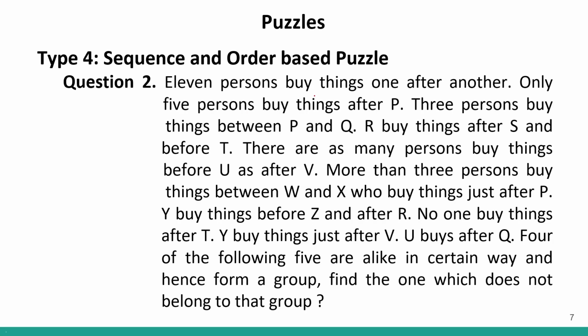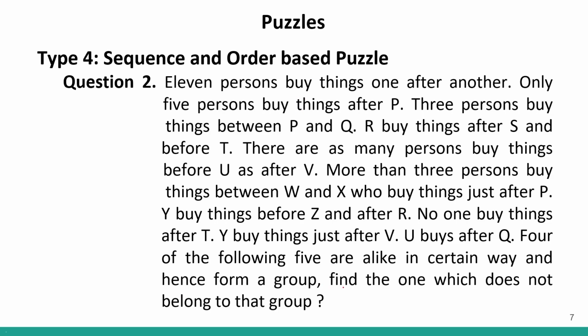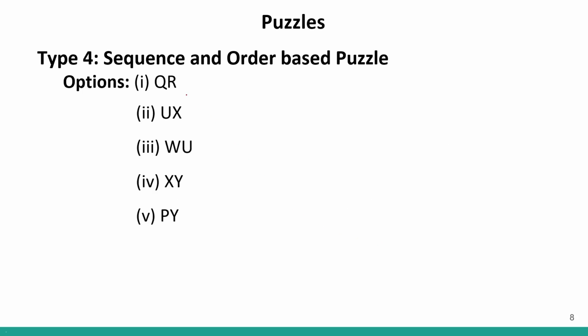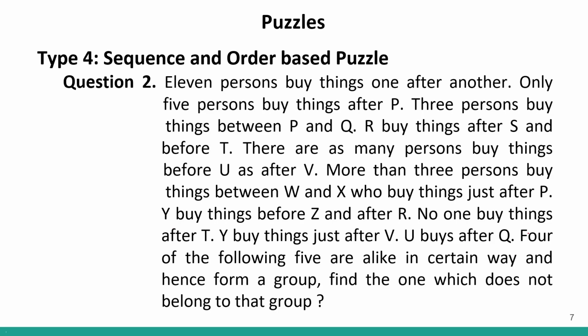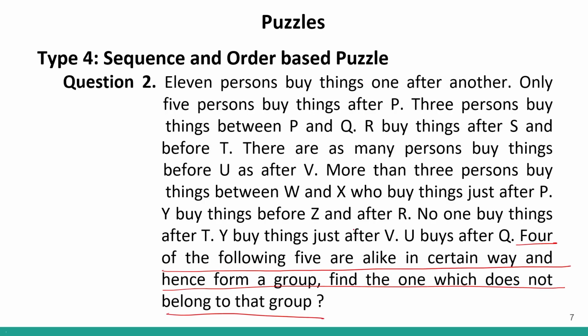Now, same arrangement, new question. The question is that 4 of the following 5 are alike in a certain way. Hence, from the group, find the one that does not belong. Out of the 5 options given, 4 are similar in a way, and we have to identify the one that is different. So let us look at the final arrangement that we made, because this question is the same.